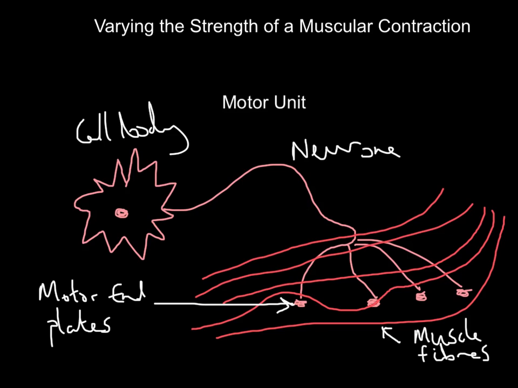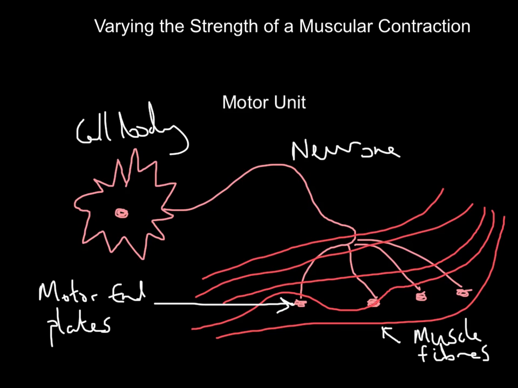If you want to link it to Huxley's sliding filament theory, when the impulse reaches the motor end plates, you get release of acetylcholine, all different types of neurotransmitters, but ultimately it leads to a release of calcium ions, which then, as you know, starts the process of Huxley's sliding filament theory. So that's basically a cell body, and we've got a motor unit there.